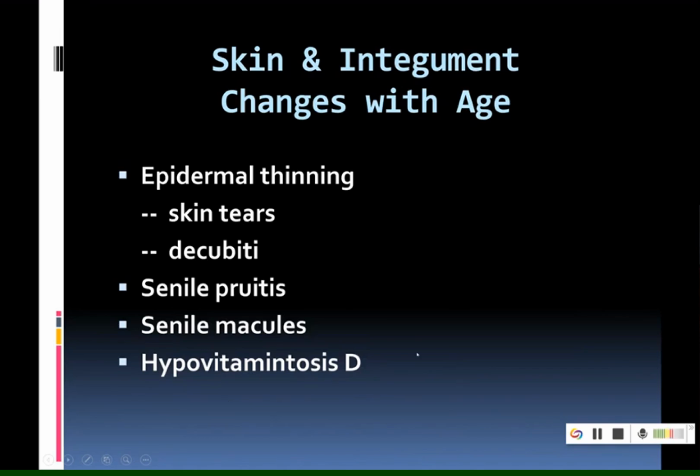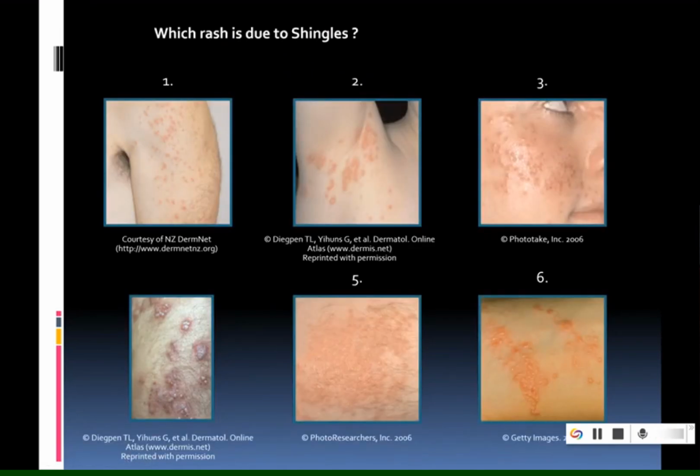All right, so here are 6 different pictures for a common condition in older adults, which is herpes zoster. So I want you to take a look and see which of these pictures you think most represents the grape-like clusters of shingles.